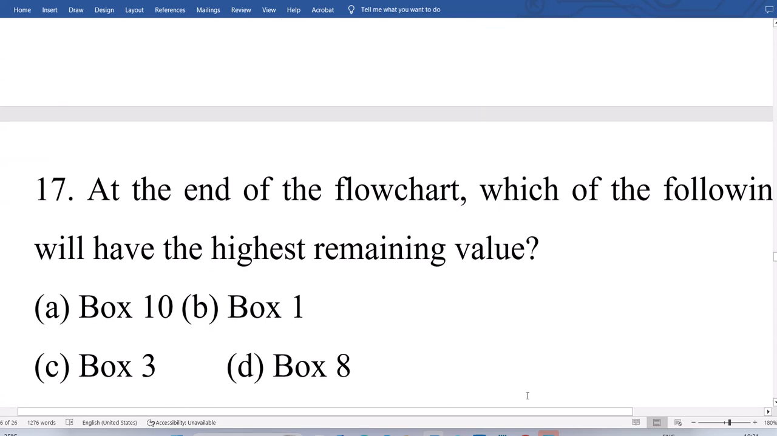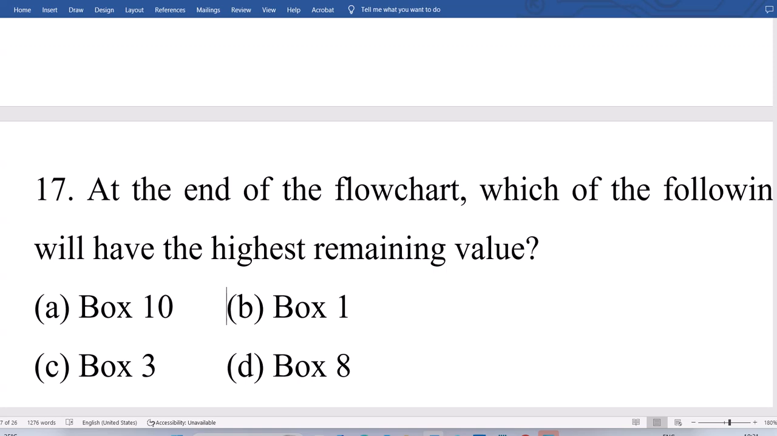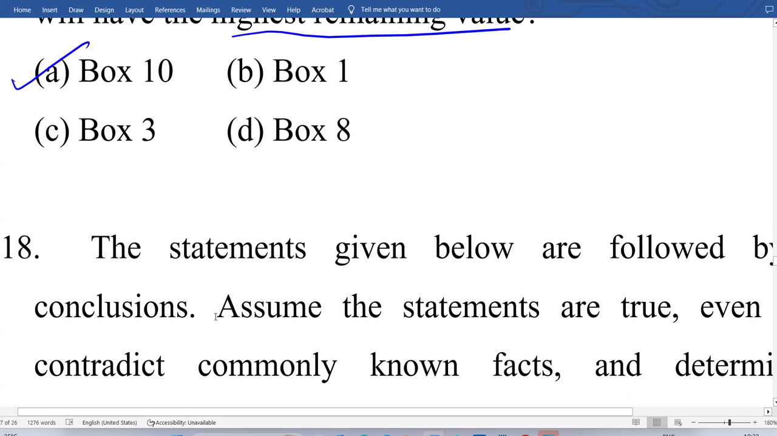Next one. Highest value in which box? Highest value at the end of the flowchart. Box 10, right. So 3 questions for the same flowchart. It will take hardly 2 minutes.